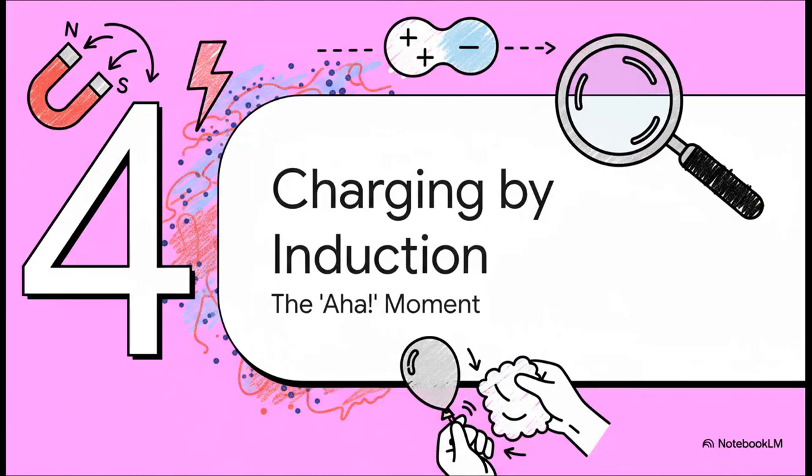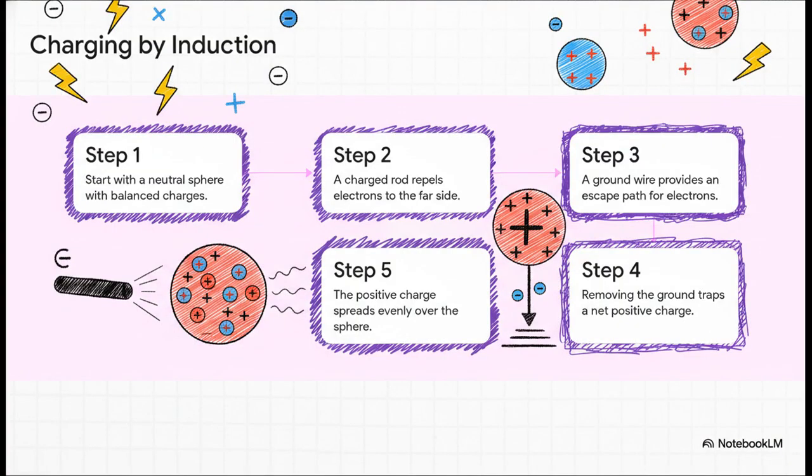Okay, we now have all our clues. We know that opposites attract. We know that charge is conserved and comes in packets. And we know that it moves differently through conductors and insulators. With all that, we can finally crack the case. So check this out. It's a process called induction.